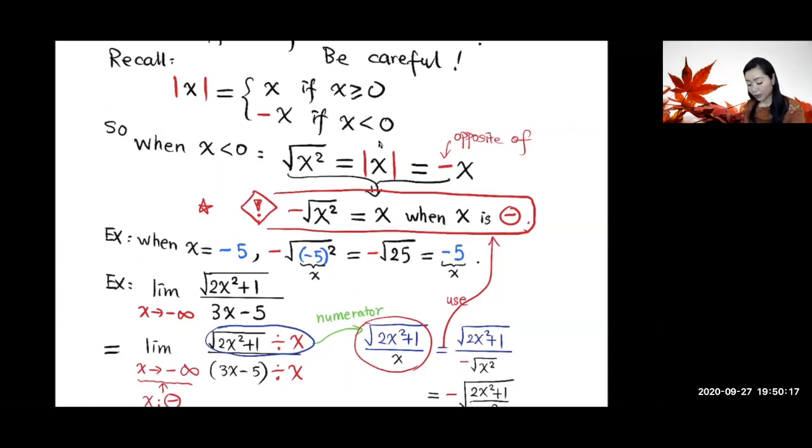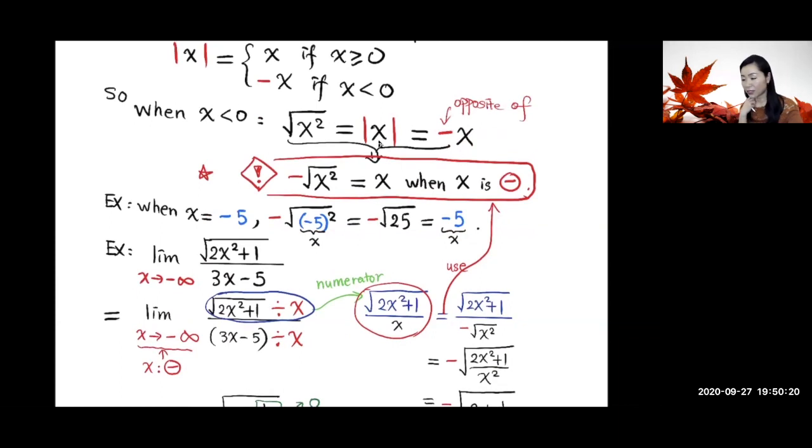For example, let's plug in a number just so that you can see how it behaves. When x is equal to negative 5, I'm going to substitute this x with negative 5 here. So negative square root of parenthesis negative 5 squared, that's equal to negative square root of 25, and that's equal to negative 5. Now you see here, this is the x over here. This is the x over here. So you have negative square root of x squared is equal to x when x is negative.